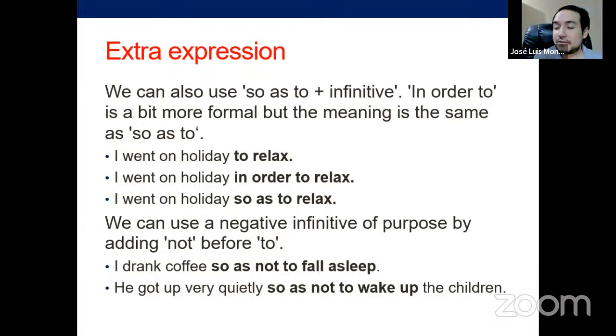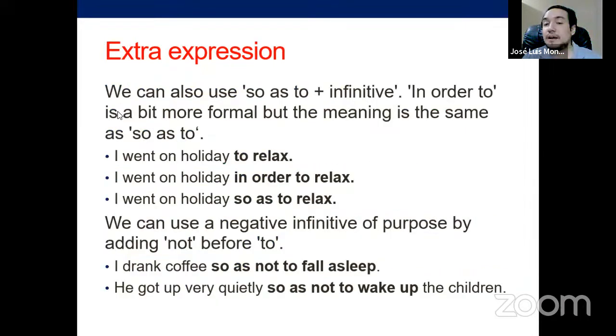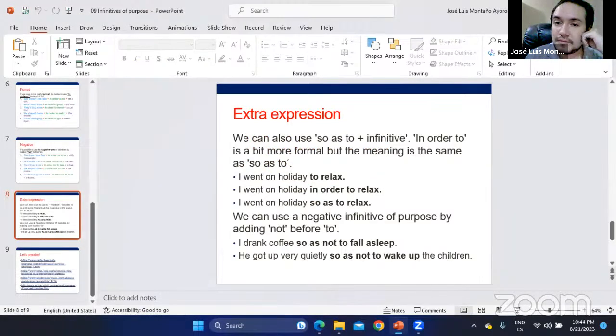We can use a negative infinitive of purpose by adding not before to. We know that. So with so as to, we can use that logic as well. I drank coffee so as not to fall asleep. He got up very quietly so as not to wake up the children. Consider that, please. It is very important to take those elements into account. Again, a short lesson. Those are the two lessons for today. Remember, once again, you can use just the infinitive, the infinitive with a formal structure in order to, and so as to, to have alternatives. That's it.